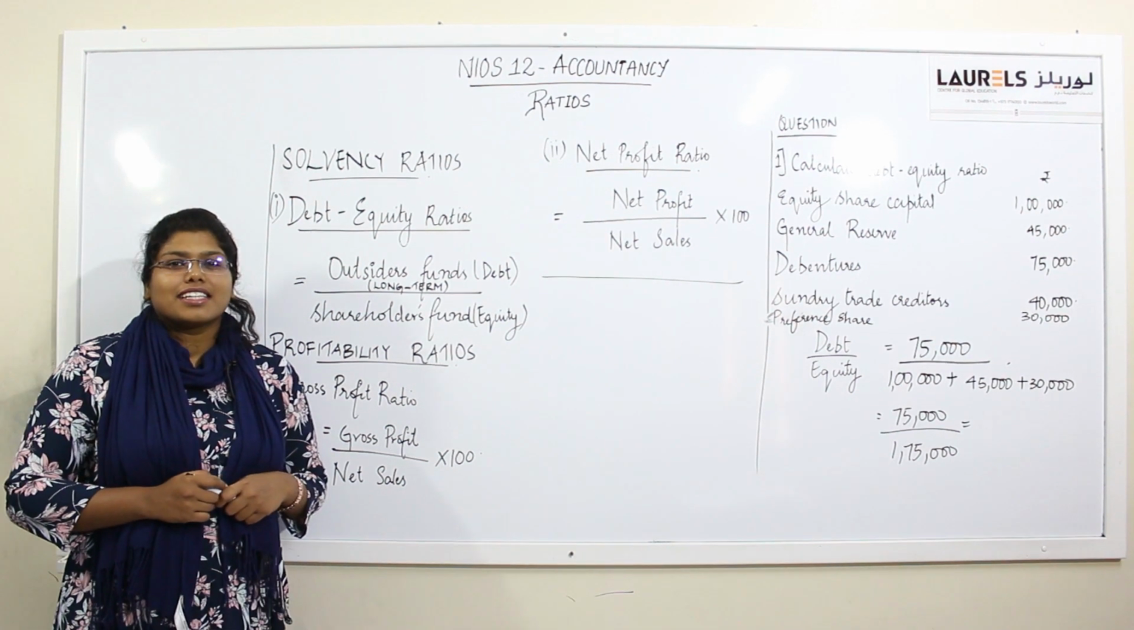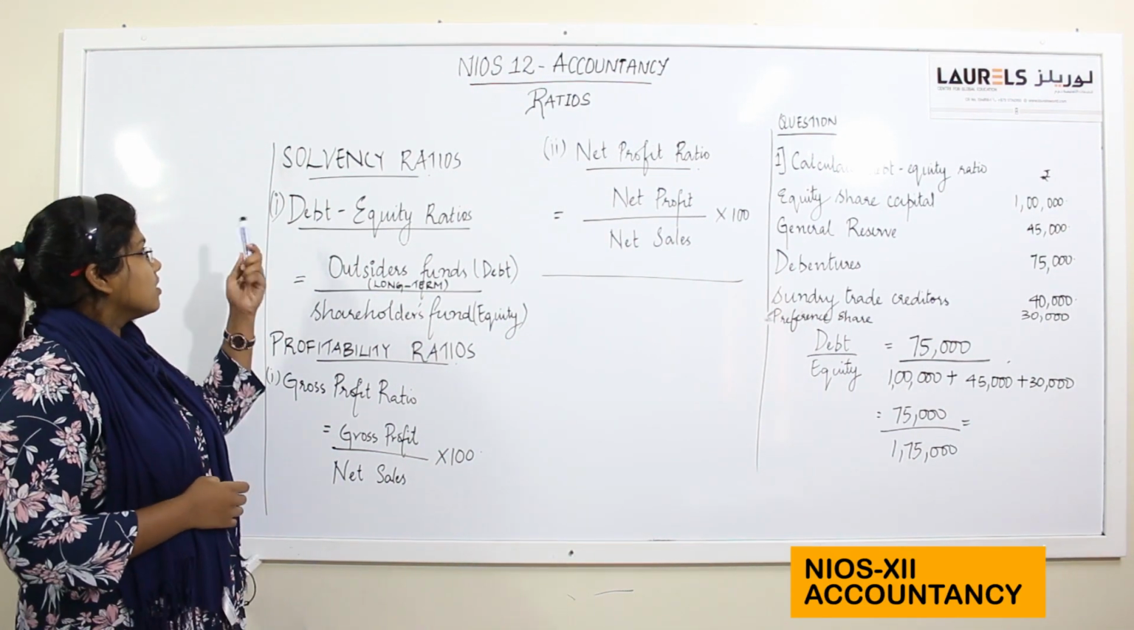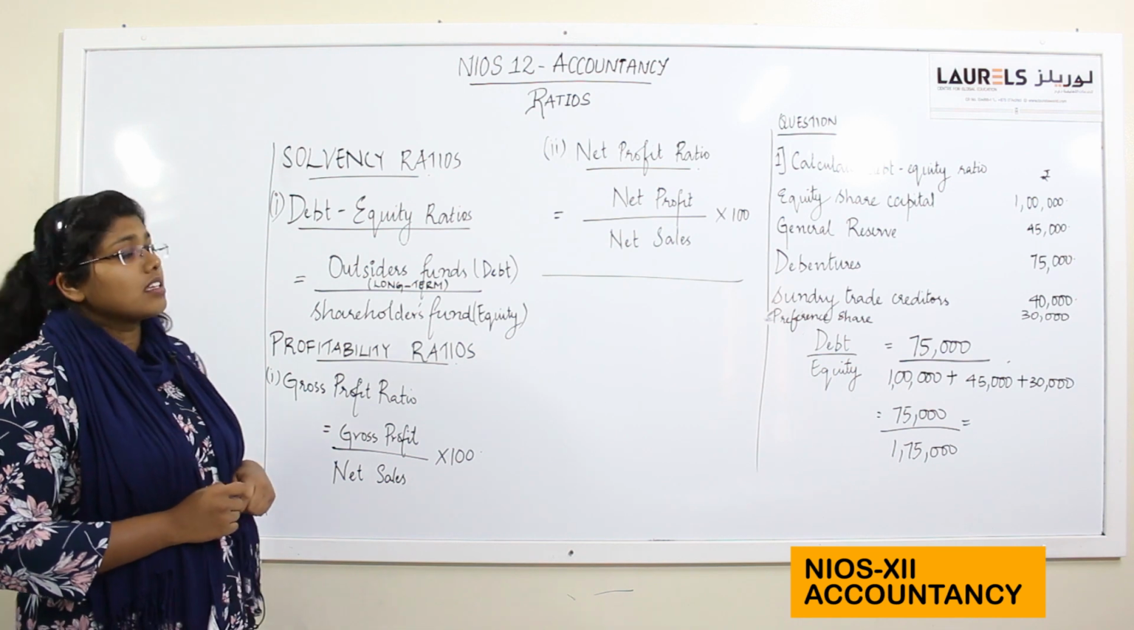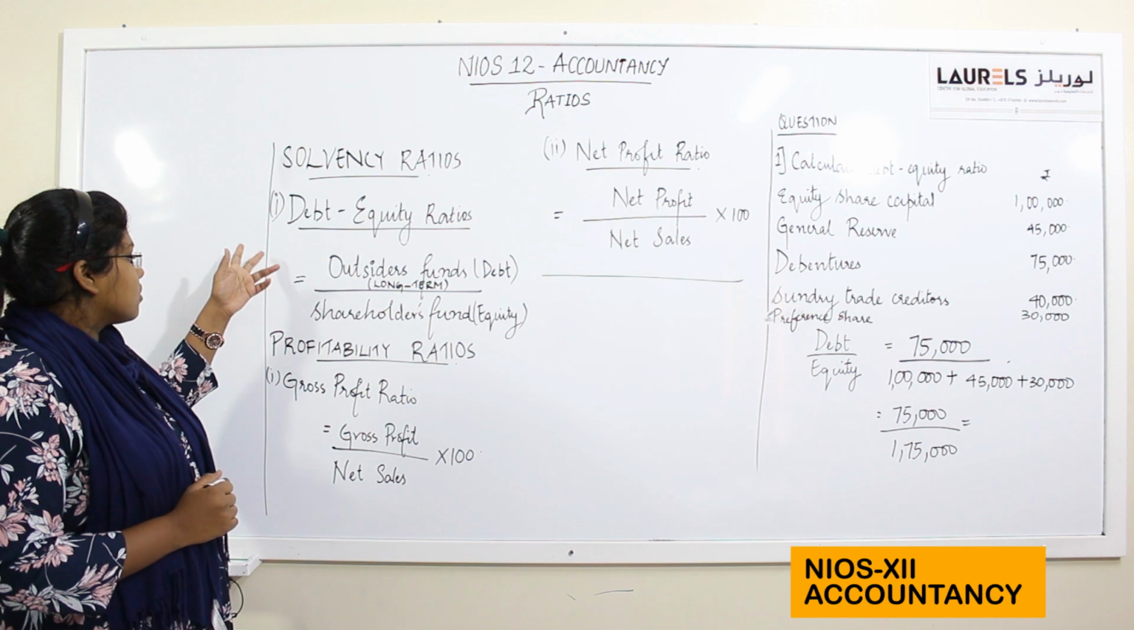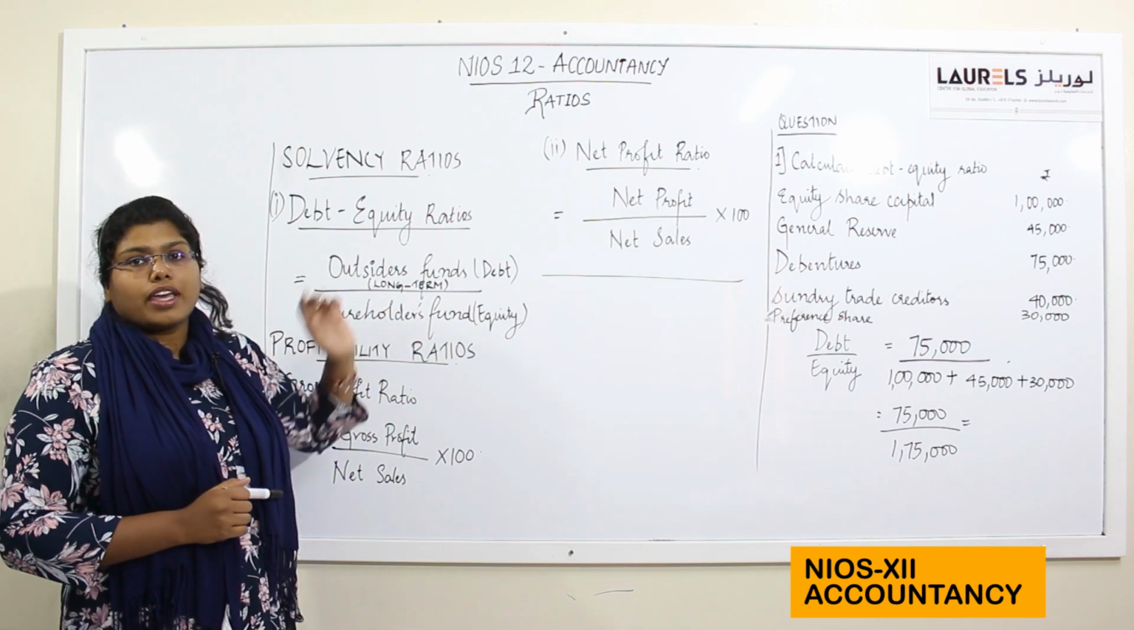Hello my dear students, today we are going to do the chapter ratios. We begin with the ratios called solvency ratios. The first solvency ratio is the debt to equity ratio.